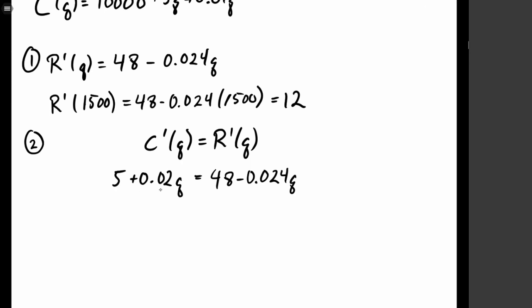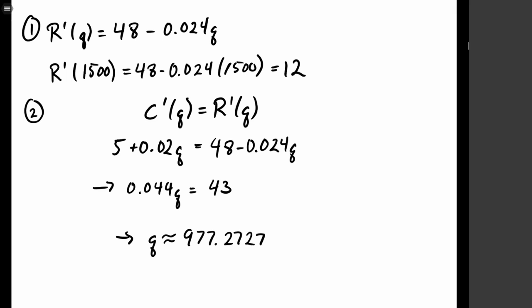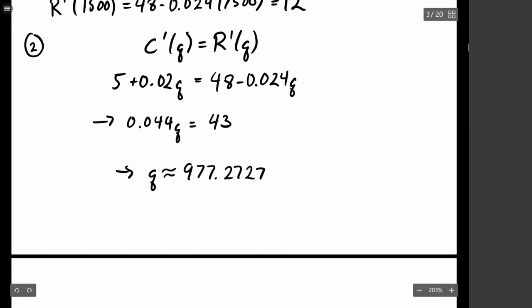I'm going to put the variables on the left, the constants on the right. This will give us 0.044Q = 43. And now divide this by 0.044. And here Q is about 977.2727. So how many chairs should we produce here to maximize profit?